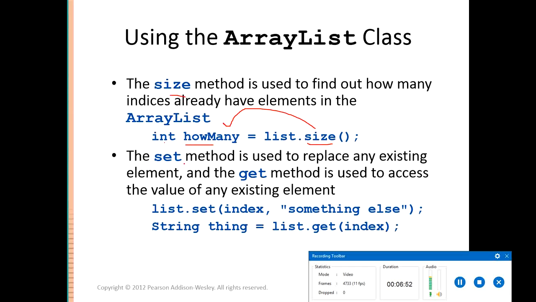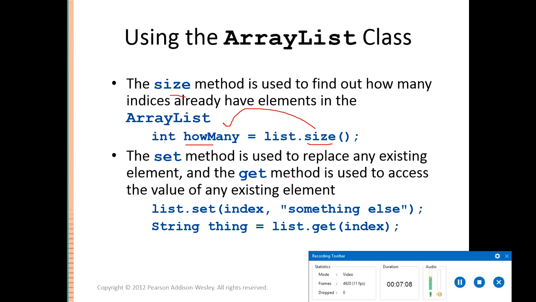So for example, the capacity of my ArrayList is 20. Initially I have only 2 elements or 4 elements. So size will return 2 or 4, whatever, and capacity will return whatever is my initial capacity.